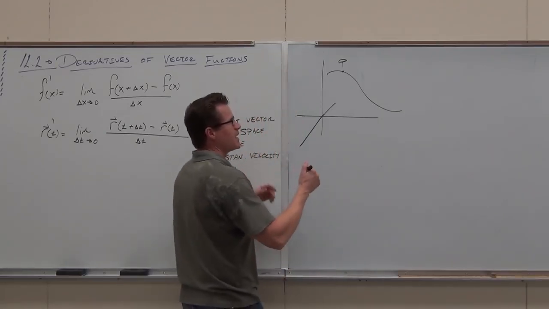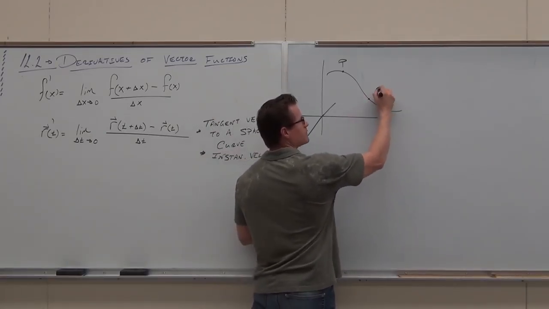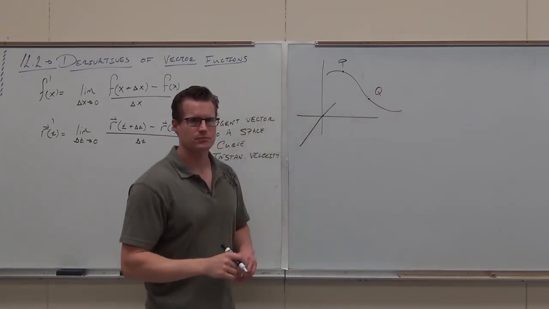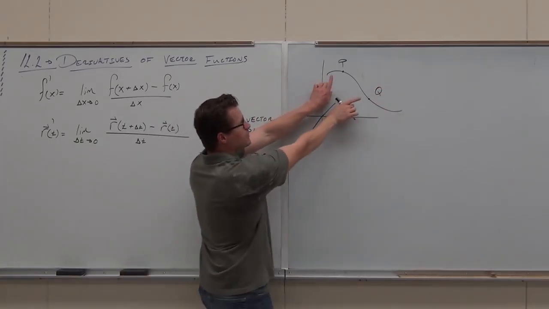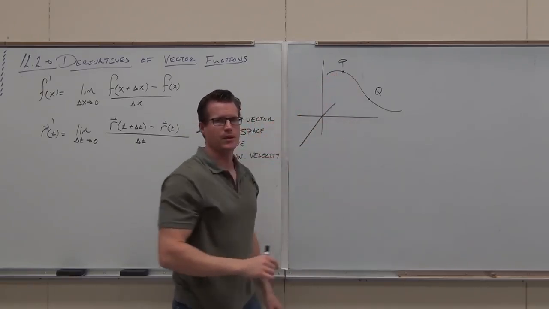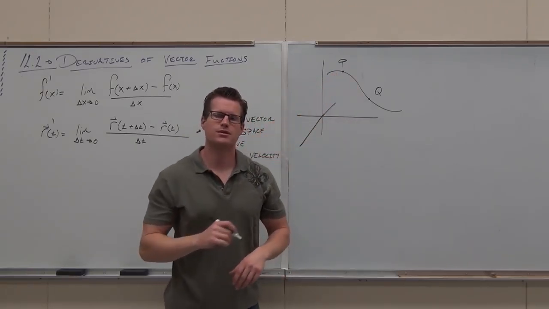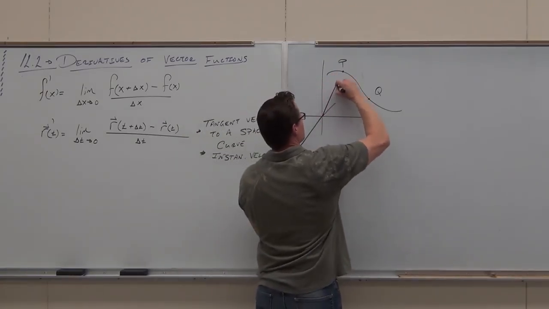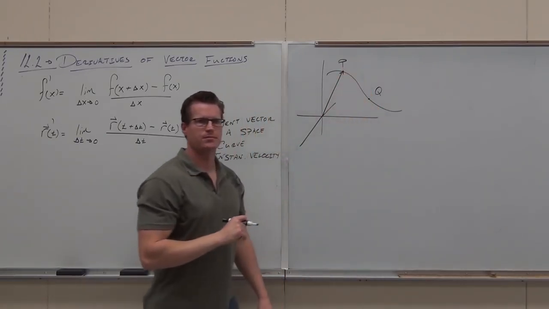So the idea behind it is, let's take P and Q, like we normally would in Calc 1, and what I'm going to do is allow these points to get really, really close. Only vector functions do this. They point places, right?